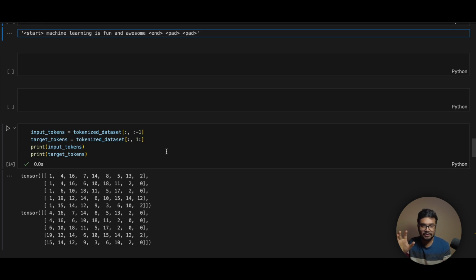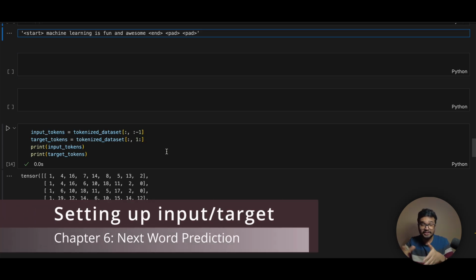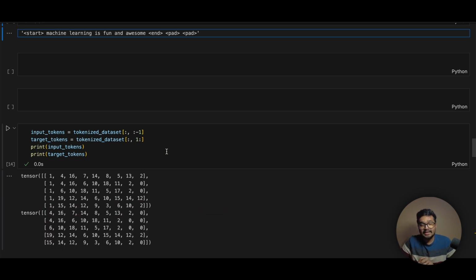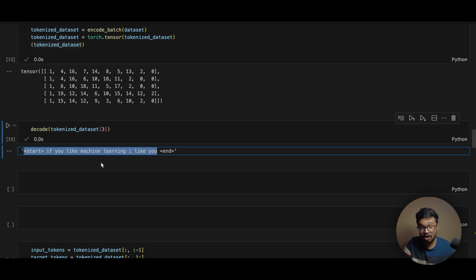Now, the way to train causal language models is that you train it on next word prediction. And because we have already discussed that each word only provides attention to everything that came before it, we can train on entire sequences in parallel. So the input to the model is going to be start, if you like machine learning, I like you, and the output would be, if you like machine learning, I like you, end. Basically shift it to the right by 1.